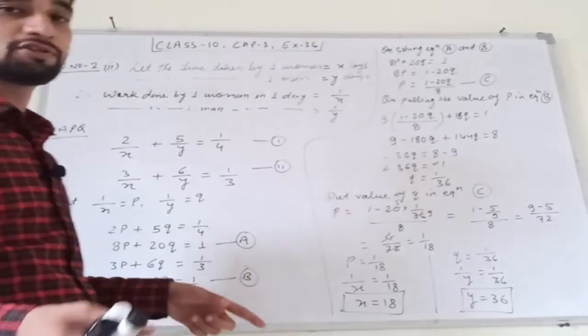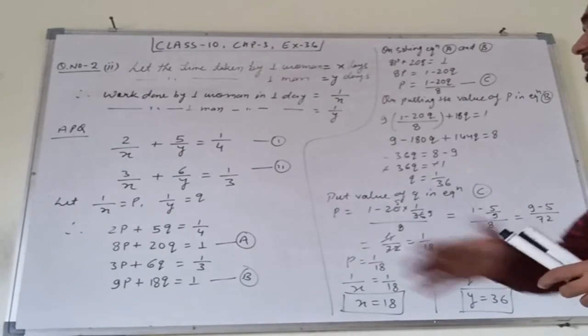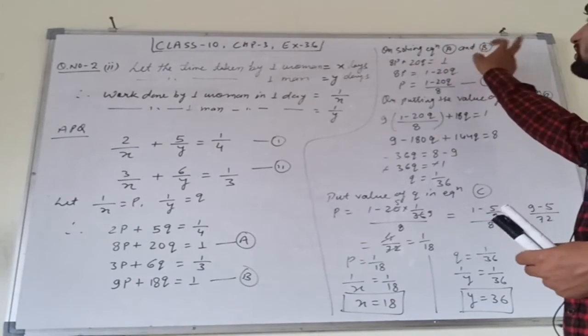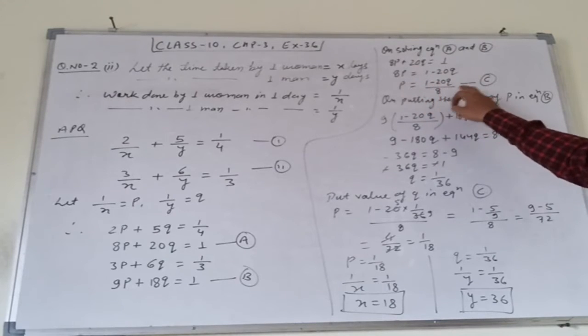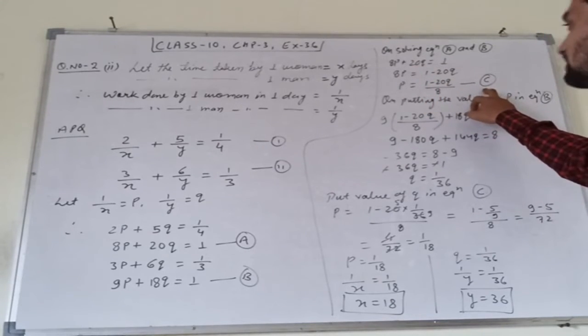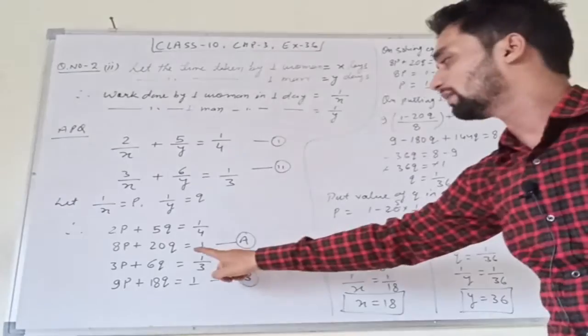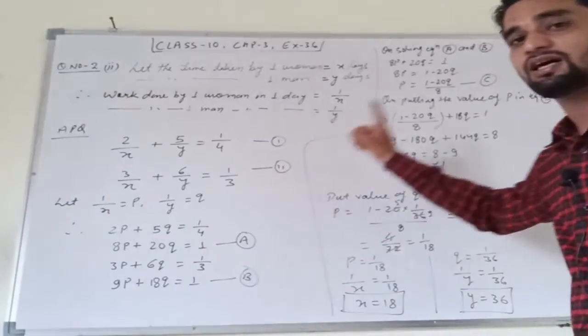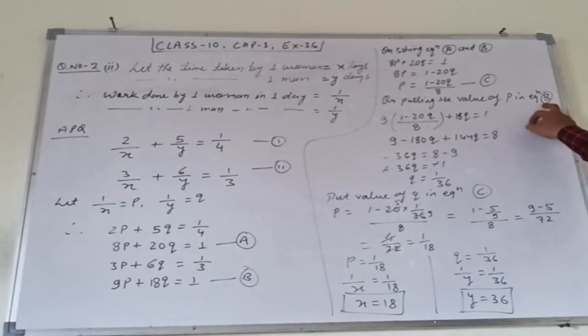So by using substitution, you can solve from any method. I am using substitution, so on solving equations a and b, I am getting the value of p as 1 minus 20q by 8. That will be my equation number c. On putting the value of p in equation b, from the first we were making the third and putting it in the second. So I am putting the value of p in equation b.